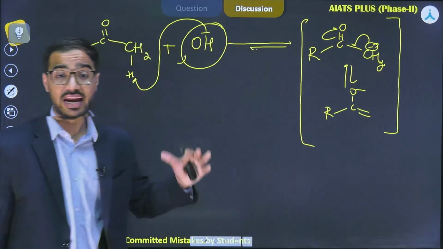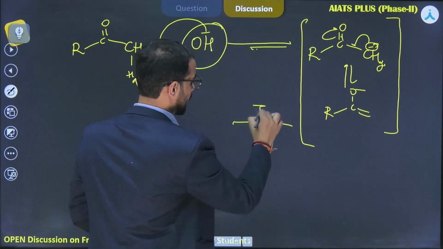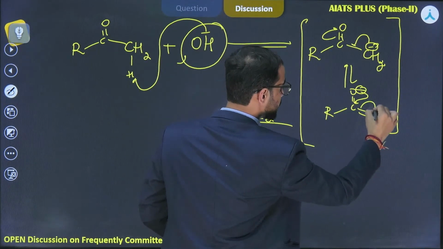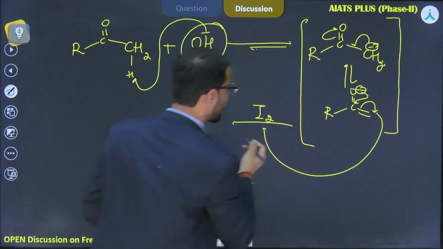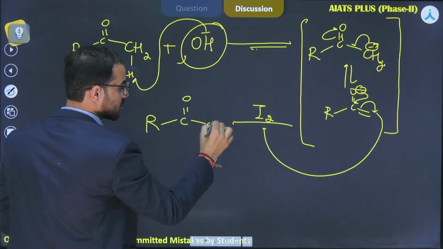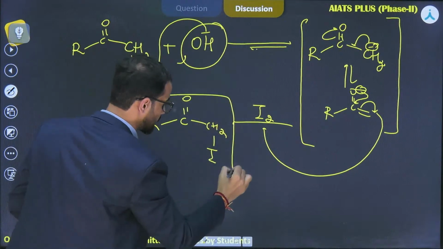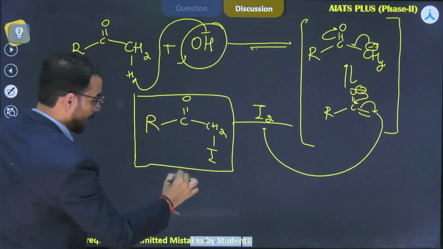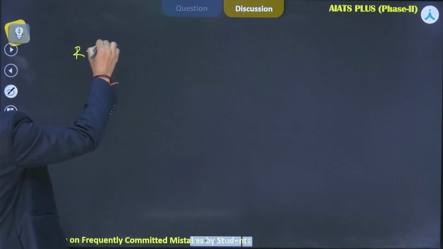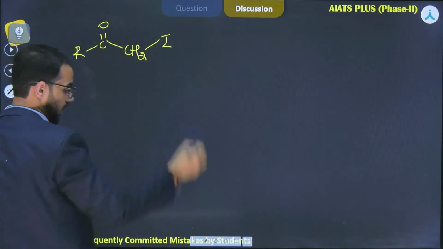Now you have added the iodine to it. On reaction with iodine, this negative will move over here, and will attack and yield R C double bond O CH2I. This is the first part, mind it A. Okay, let us take another R C double bond O CH2I.